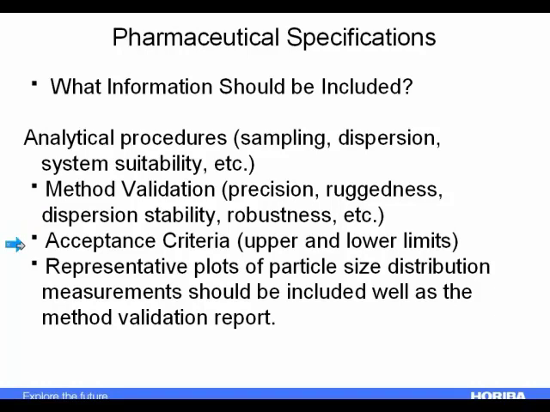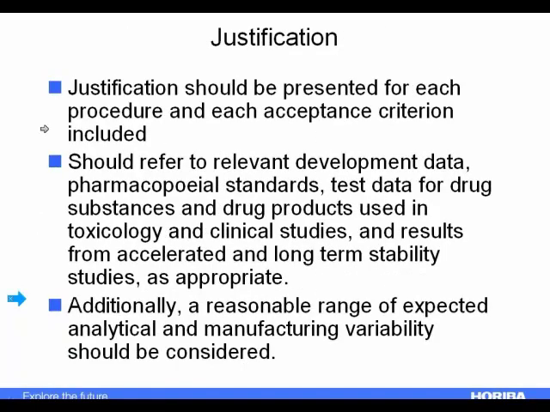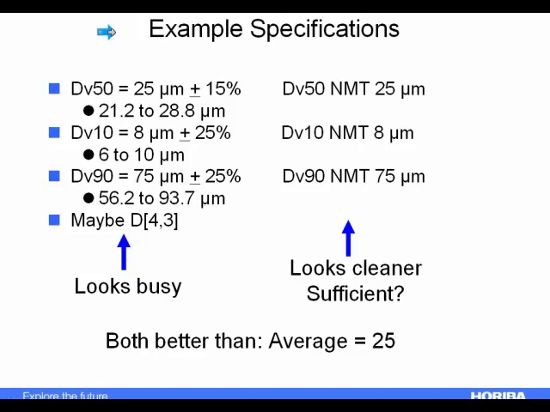There should be an acceptance criteria of both upper and lower limits, and in there, representative plots of what the results look like. For every step along the way where we had to make decisions, there should be justification to back up these decisions. And the justification usually looks a lot stronger when you're making reference to the standards of pharmacopoeia in terms of saying these are the reasons why we made these decisions when creating the method and setting the specifications. And there really should be some kind of a range expected from both the instrument and the manufacturing when setting these specifications. So let's look at a few example specifications.